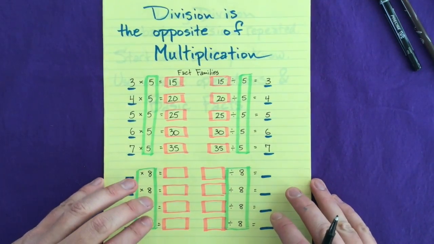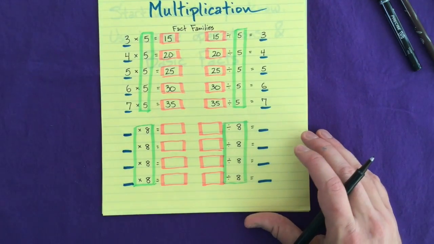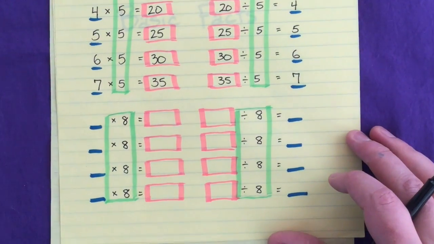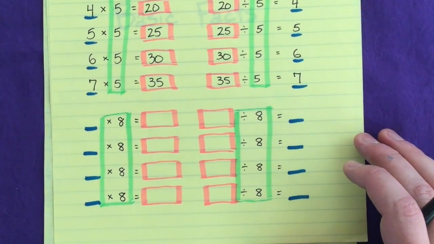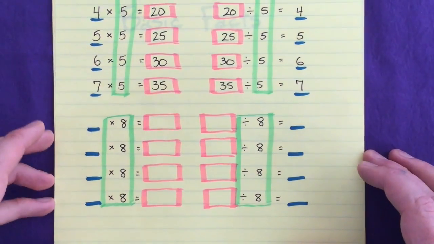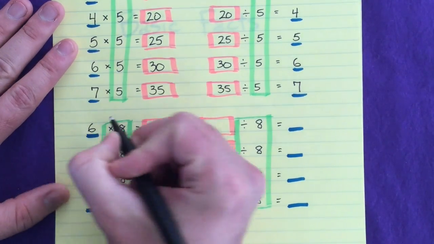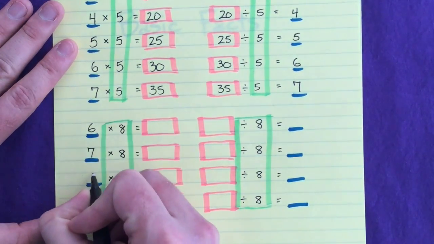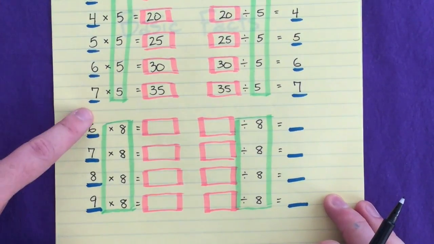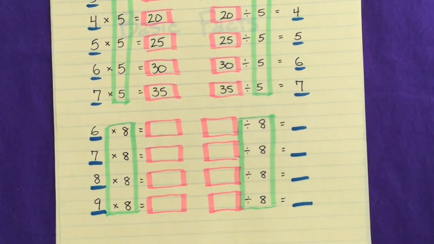So what I'd like you to do, just really quickly, thinking about how division is just the opposite of multiplication, I want you to take a look at these 8s, and if you need to pause the video, go ahead and pause for a minute and see if we can figure out what the answer would be if we started with 6, 7, 8, and 9. Think about it in terms of multiplication, and then tell me what answer you come up with.